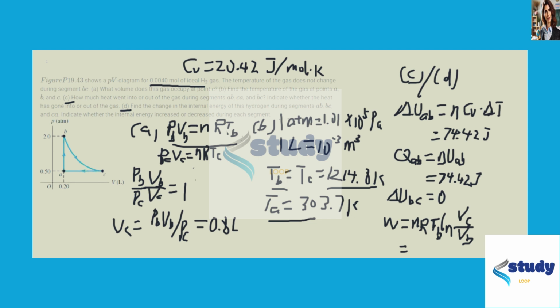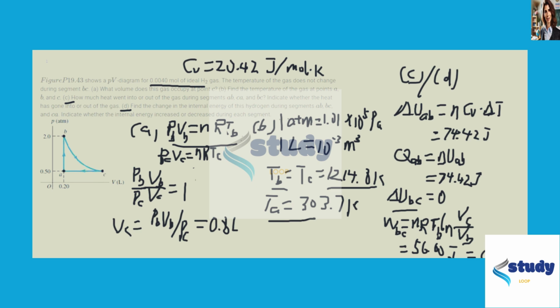The work is 56.00 joules. In this case, this also equals the heat flowing into the system because delta U is 0. Okay, this is for BC.